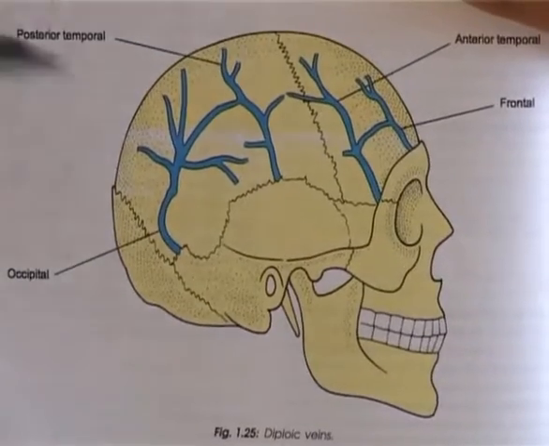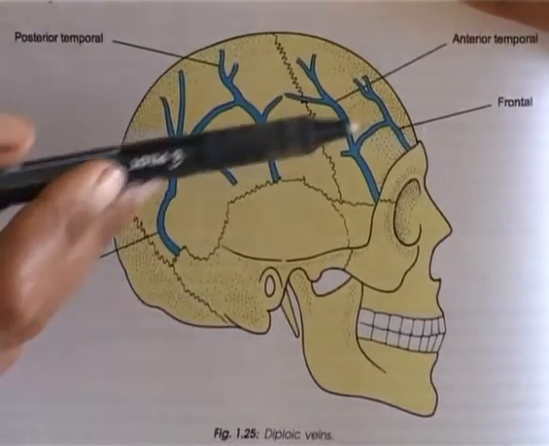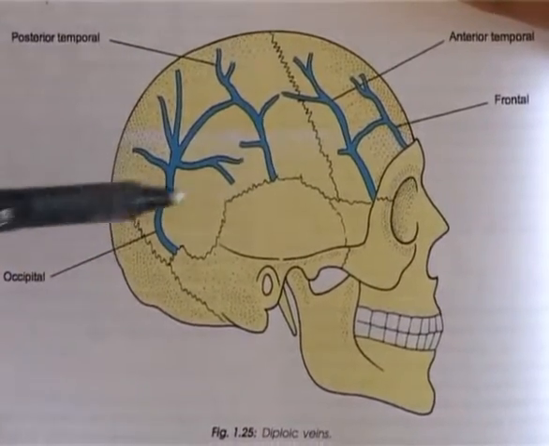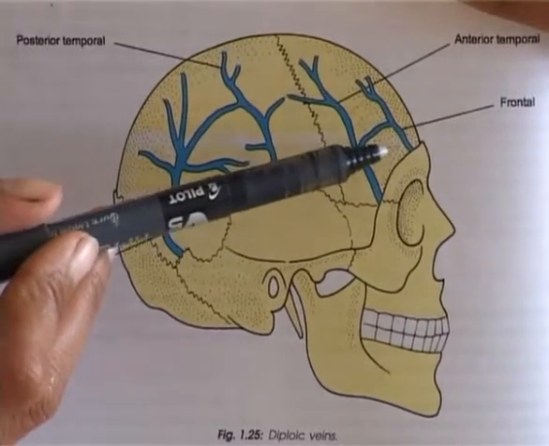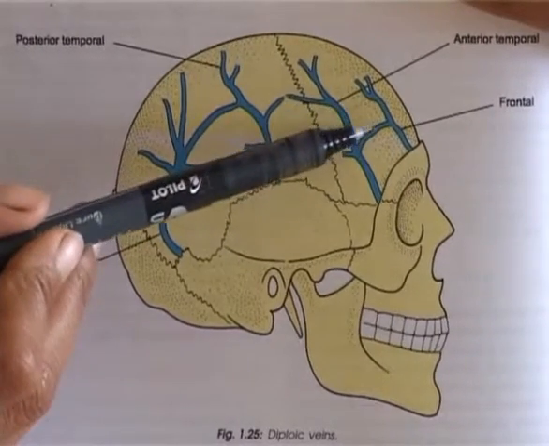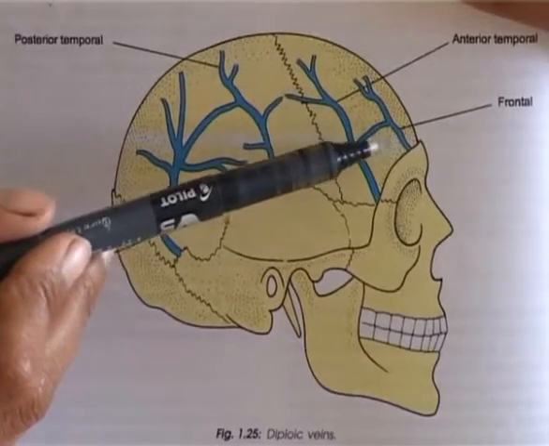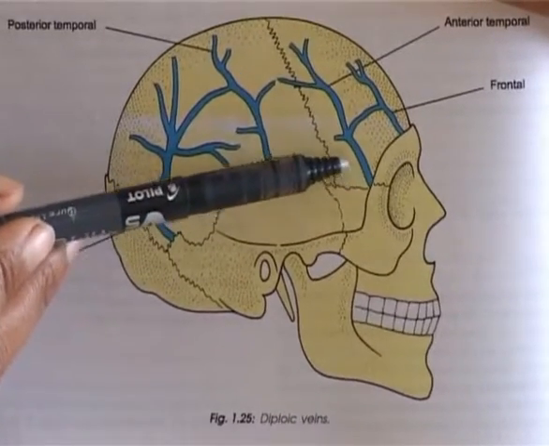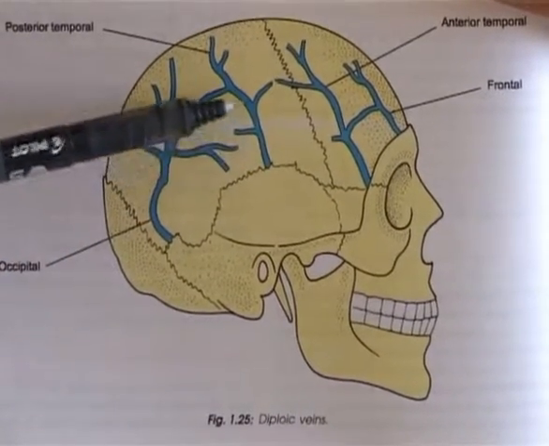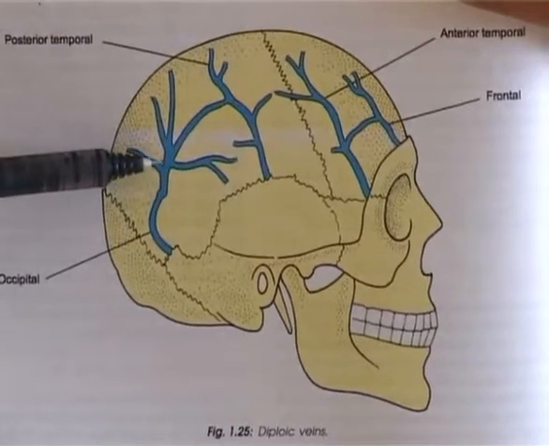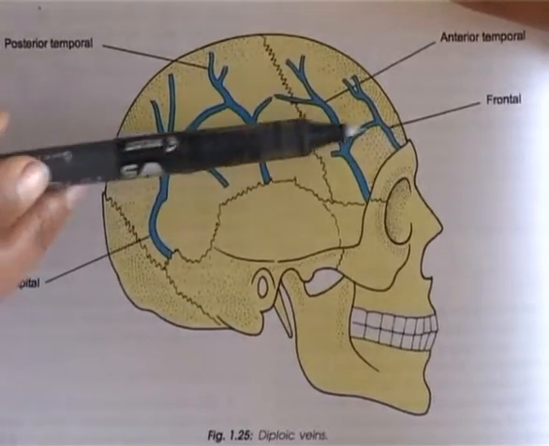The figure shows 4 diploic veins emerging from within the skull, draining into neighboring veins. These are frontal, anterior temporal, posterior temporal, and the occipital. These 4 veins are present on each side of the skull.